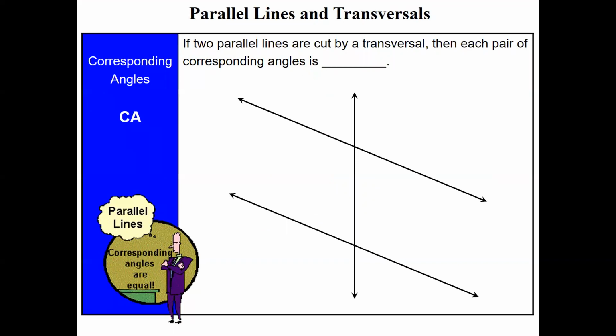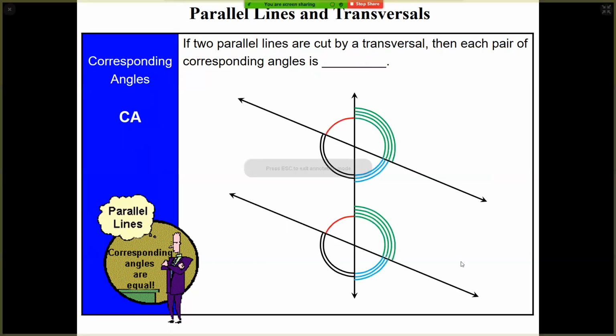If we have two parallel lines cut by a transversal, then each pair of our corresponding angles is congruent. So here we have 4 pairs. They're all different. So my red angles, the top left at each intersection, are congruent. The bottom left at each intersection is congruent with our black lines. Then our blue lines tell us that those angles are congruent, as well as the green ones.